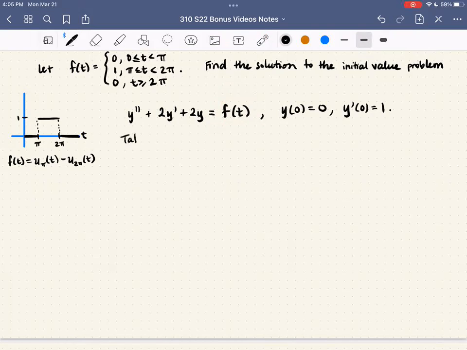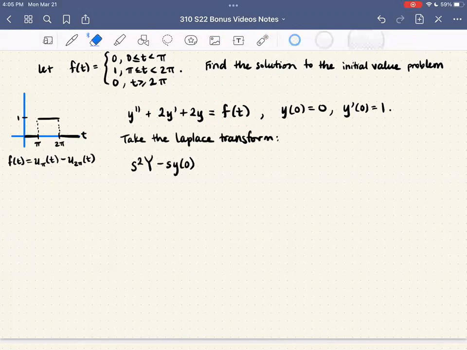So taking the Laplace transform of the ODE. Well, the Laplace transform of the second derivative will give us s squared times the Laplace transform of y, actually, maybe I'll write this as capital Y of s because it's a function of s, minus s times y at 0 minus y prime of 0. This whole thing here is the Laplace transform of y double prime.